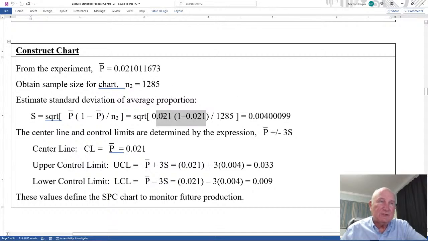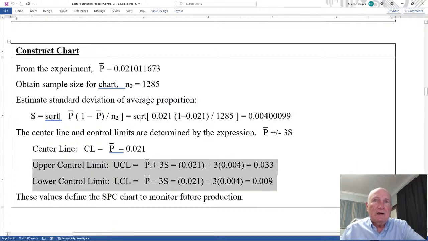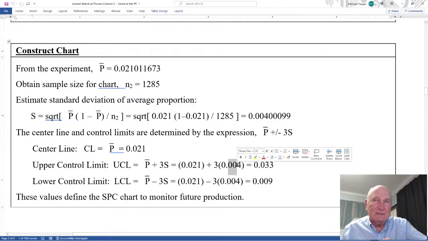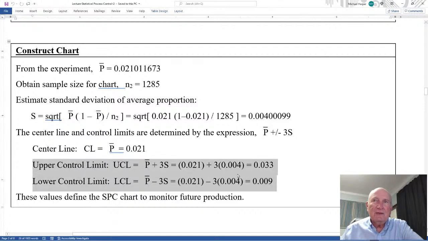Only round the presentation of a number, but use all the significant figures for the computation. Okay, now that we have it, we can use the upper and lower control limit: P bar 0.021 plus or minus 3 times s 0.004. Again, I rounded to present the values, but I used all the significant figures to calculate them, and then rounded again. So these 3 values define the statistical process control chart to monitor future production.